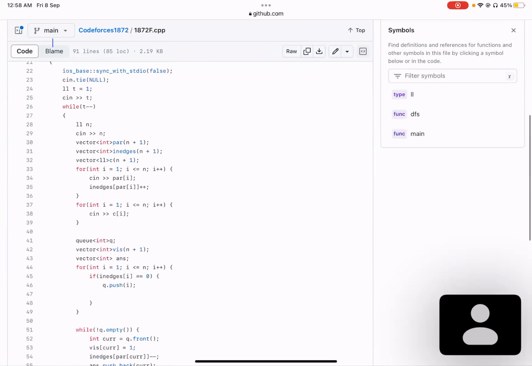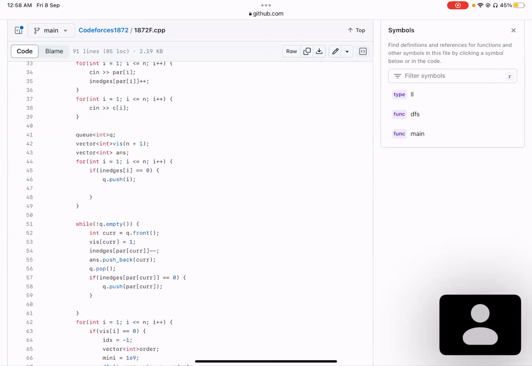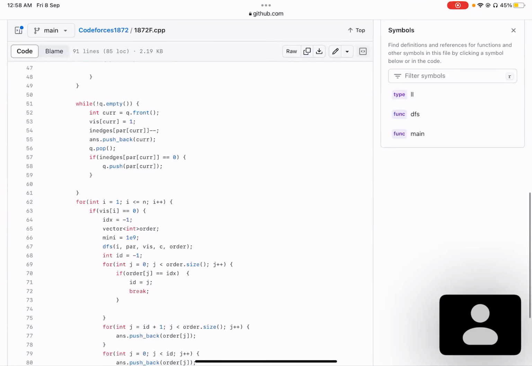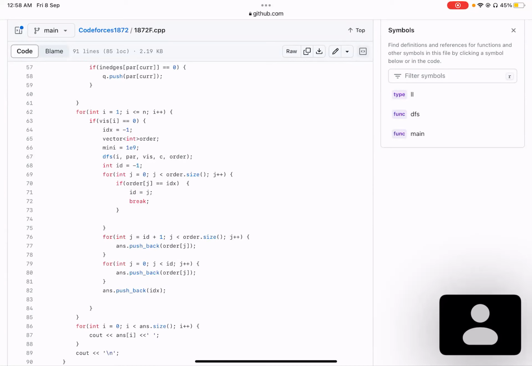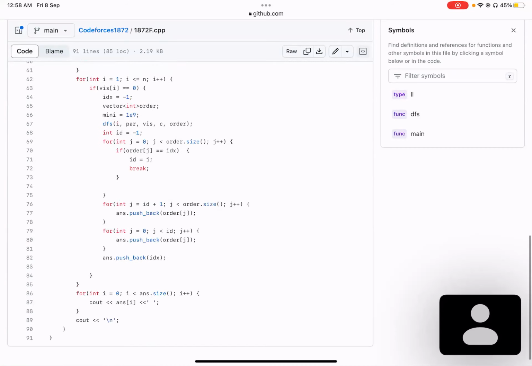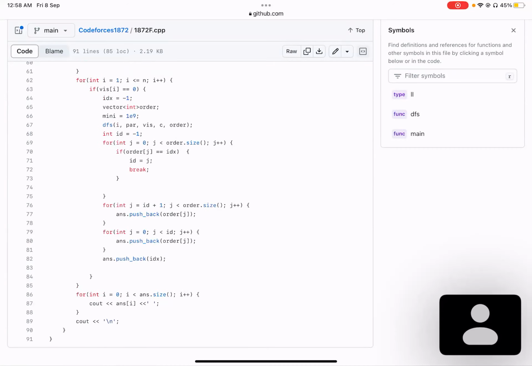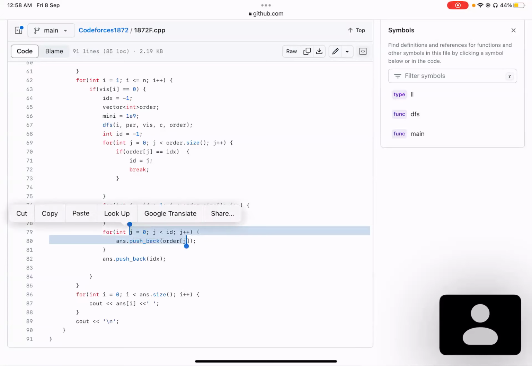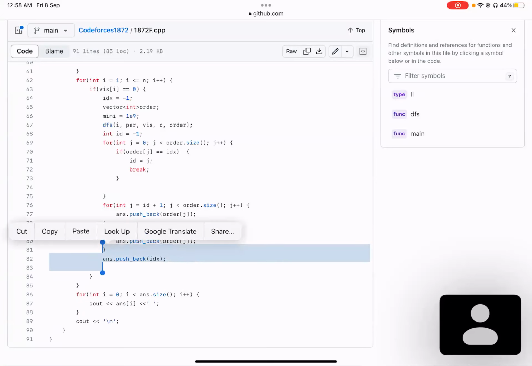So if I have the minimum element and the elements of the cycle in order, as I told you, I have to make sure that I visit the element with the minimum value at the end, right? So for that, what I'm doing is, ID is the index of the minimum element, right? So I'm starting after it and then before it, and at the end I am inserting the minimum element.